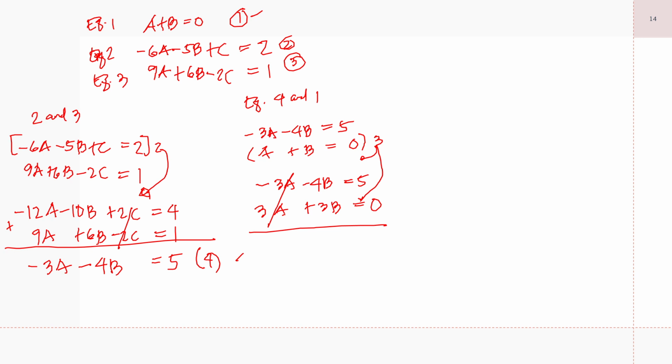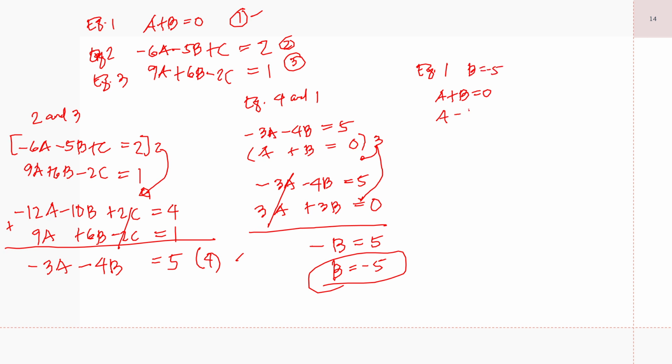Okay, so the a terms cancel. The remaining one is negative b is equal to 5, so b is equal to negative 5. Now we can use equation 1 to find a. So a plus b is equal to 0, a minus 5 is equal to 0, so a is equal to 5.